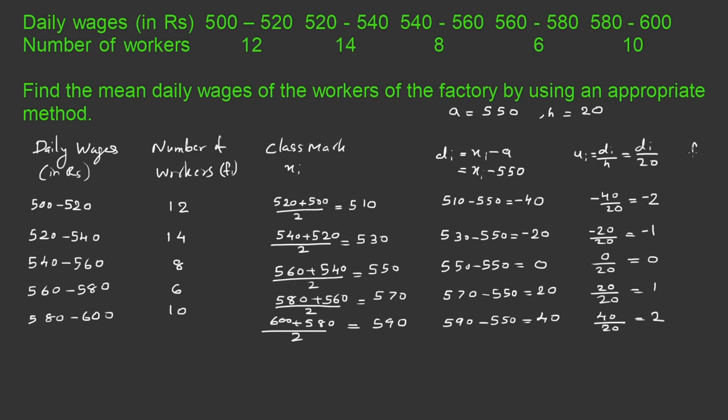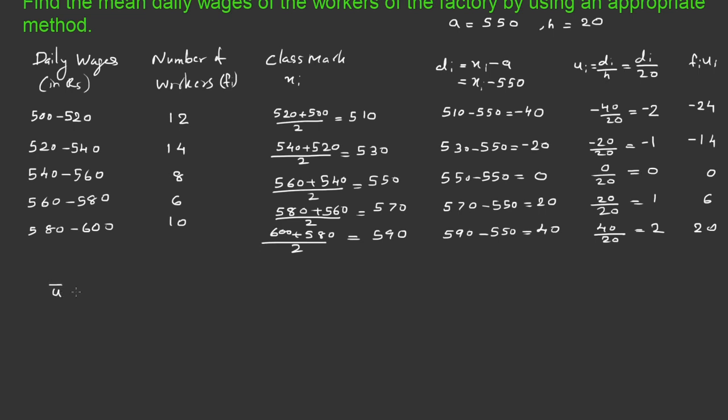Now we need to find Fi Ui to find U bar. We know Fi's are given here, Ui's we already calculated. 12 into minus 2 is equal to minus 24. 14 into minus 1 is minus 14. 8 into 0 is 0. 6 into 1 is 6. 10 into 2 is 20.